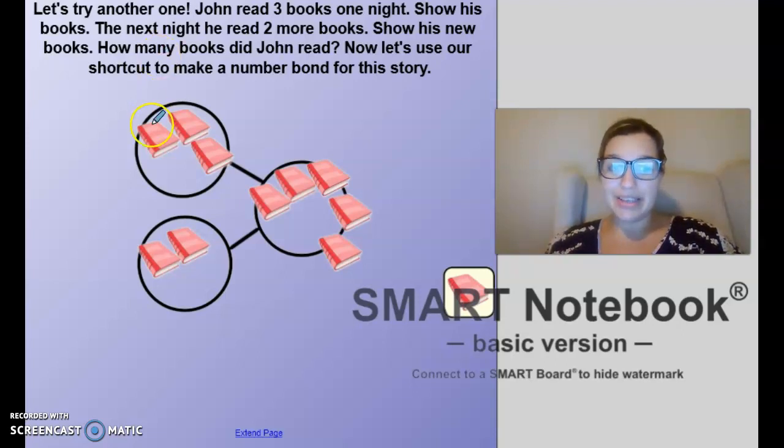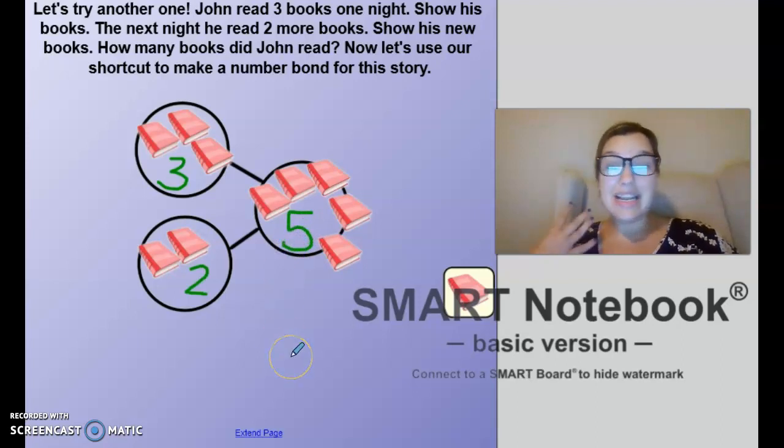Number bonds are a little tricky, guys. So now we want to write the numbers in our number bond, not just our pictures, okay? So let's figure out, what would our number be for this one part? Well, let's count. 1, 2, 3. And what would our number be for this part? 1, 2. And then for our whole, what's our whole? Let's count it. 1, 2, 3, 4. Nice job.